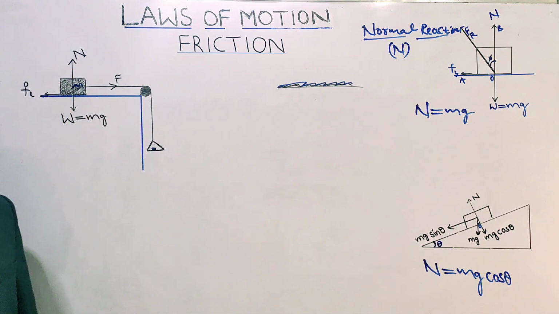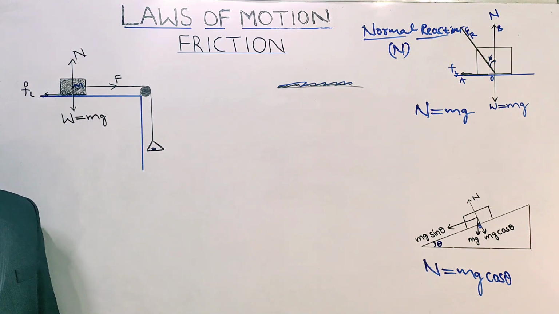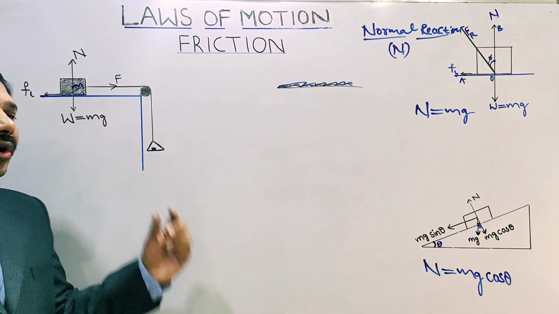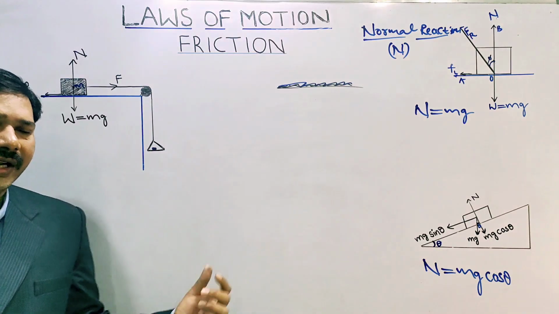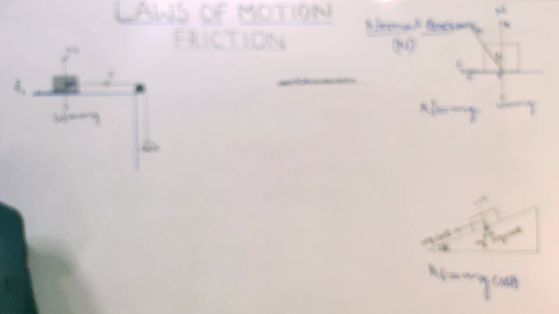Now observe, just now we discussed that the weight of the body on the horizontal surface acts vertically downward, that is mg, and the normal reaction N is perpendicular to the plane, vertically upward. Now, when the load is very less, a little amount of load is attached, the applied force is less. What happens? The body does not move.